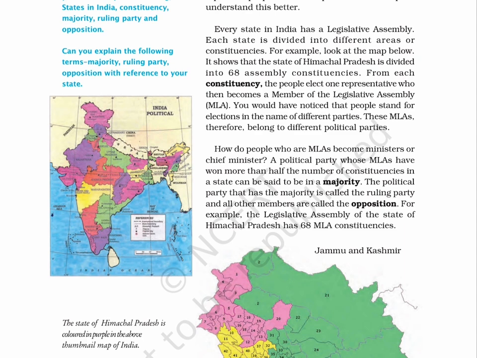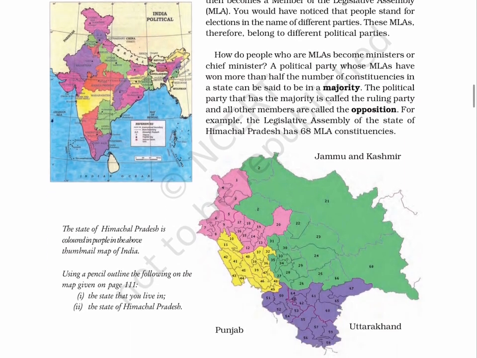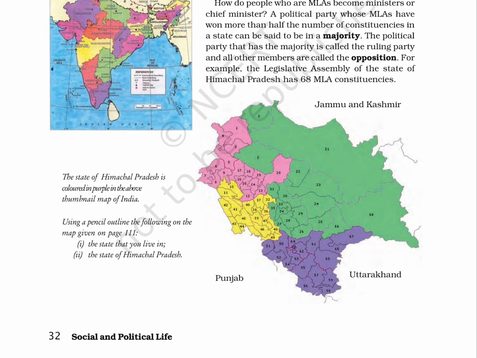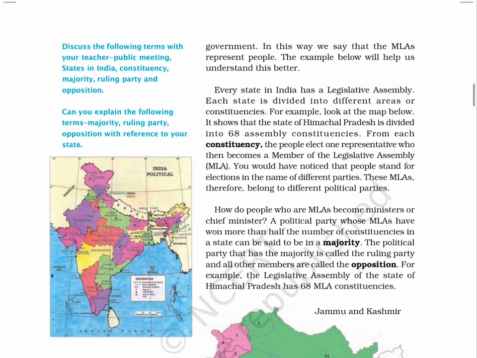On page number 32, there is a political map of India given. There is also a map showing various constituencies of the state of Himachal Pradesh. Discuss the following terms with your teacher. Public meeting. States in India. Constituency. Majority. Ruling party and opposition. Can you explain the following terms? Majority, ruling party, opposition with reference to your state.